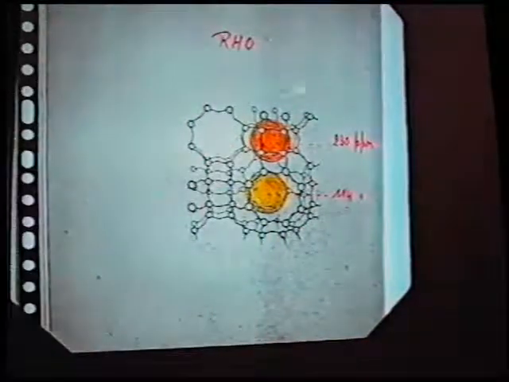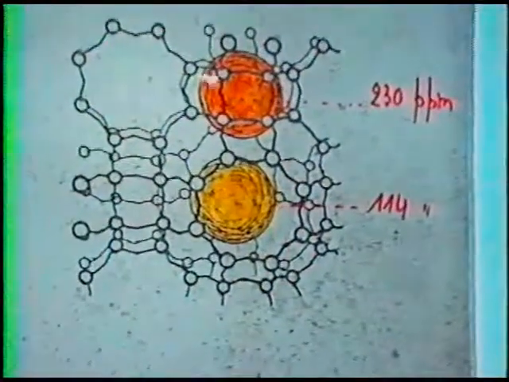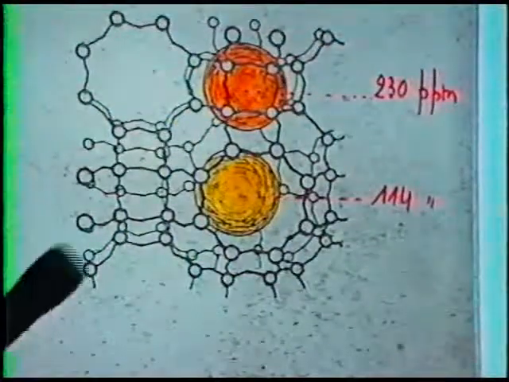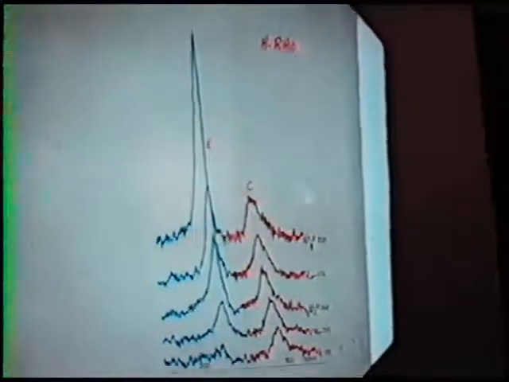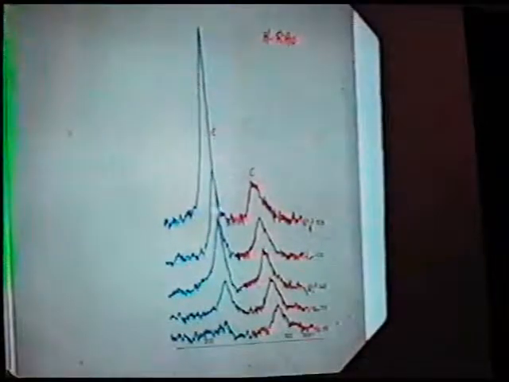Another example concerns the raw zeolite. You remember that you have a sphere connected to 6 prisms, and so xenon can be located in the prism and in the sphere, and in that case too, we detect two signals corresponding to the location of xenon either in the sphere or in the prism. In each case there is a direct relation between the size of the zone where xenon is located and the corresponding chemical shift.